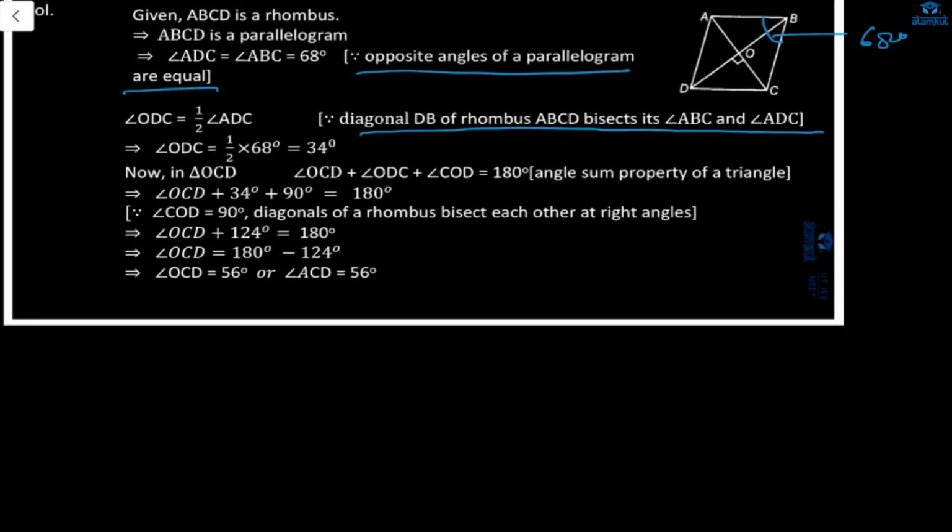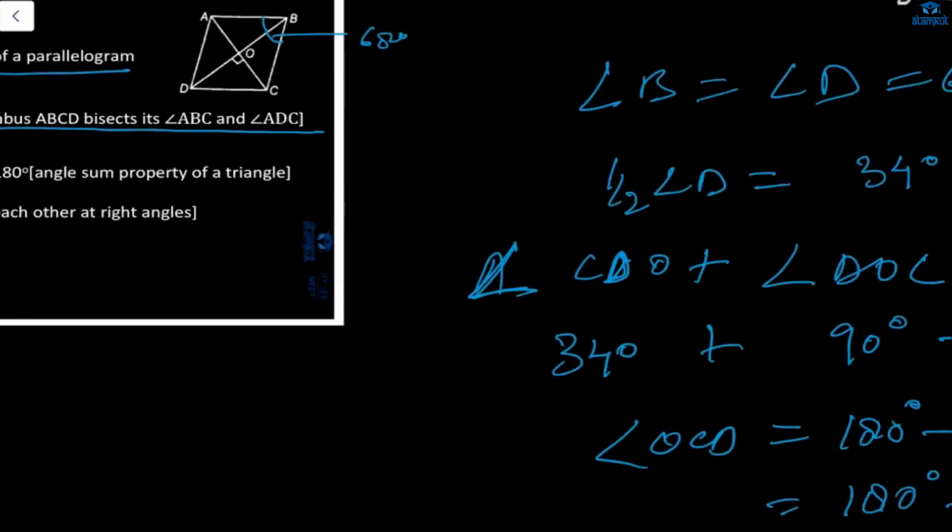In fact, rhombus, square, rectangle, they are also a parallelogram, so all the properties of a parallelogram they are going to inherit. Yes or no? If they are the child, if they are having more qualities than a parallelogram, then obviously they will be having the qualities of a parallelogram also, because it is a type of parallelogram. Understood? Yes, ma'am.